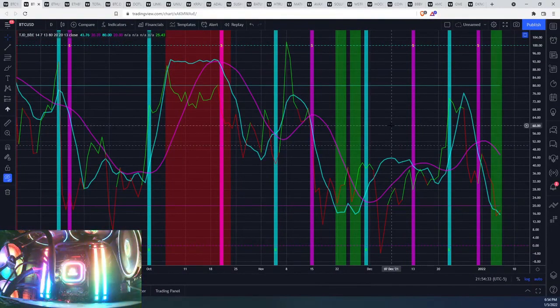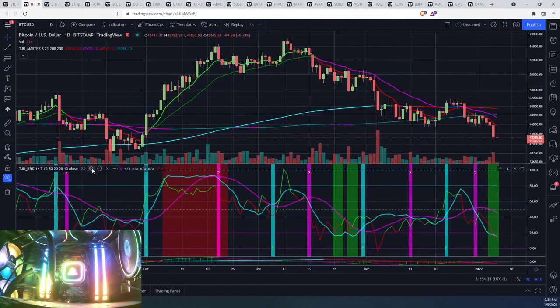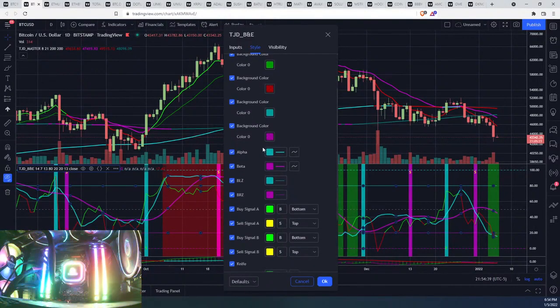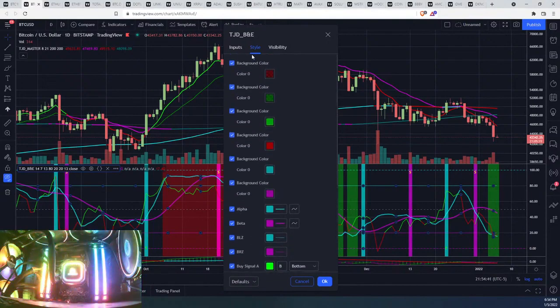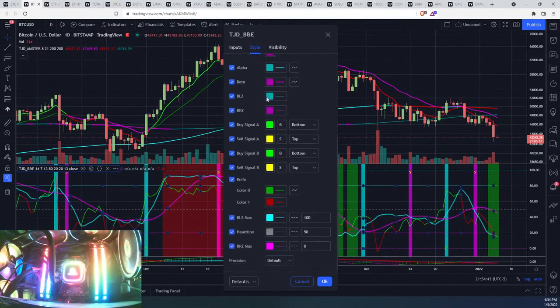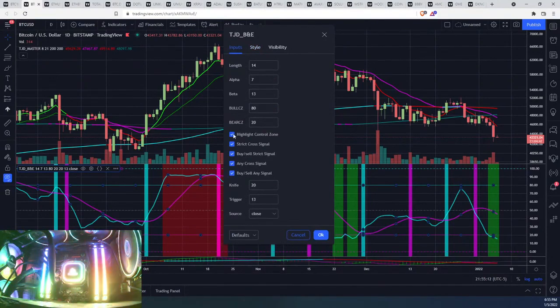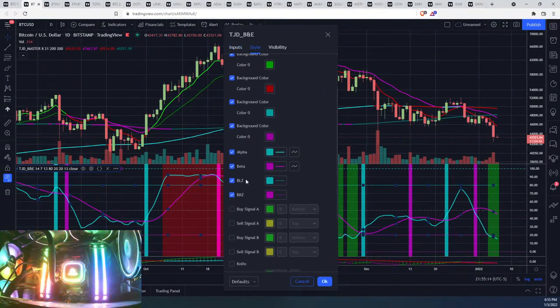So now let's take a look at each little part, and we can break it down. I'm going to look at the settings right here. I'm going to go in here, and you have the ability to change not only the colors of all these things, but also turn on and off any of these things that you want. So essentially, I'm going to turn everything off but the stochastics right now. Whoops.